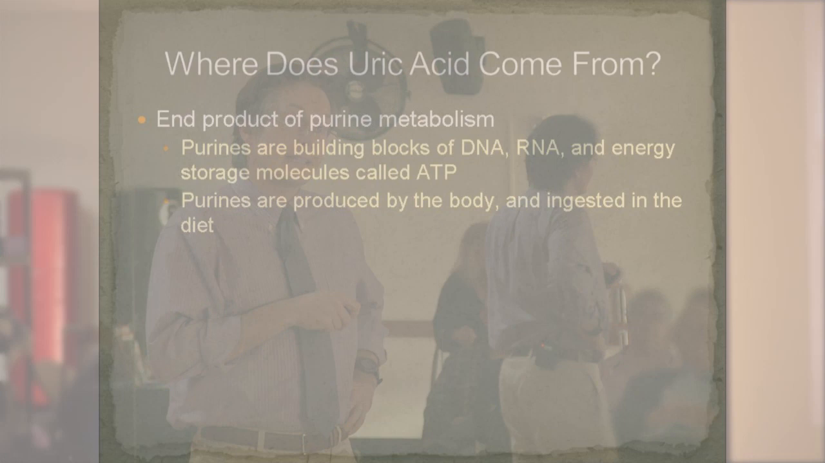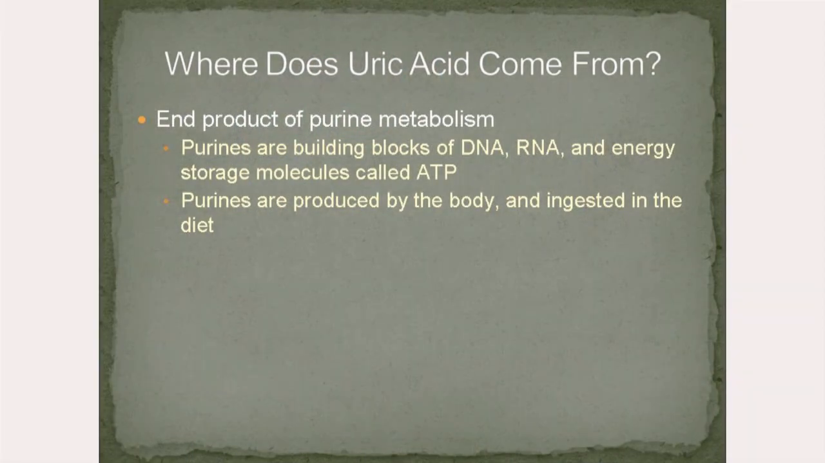And so where does uric acid come from? As I alluded to previously, it's basically an end product of purine metabolism. Okay, and purines are the building blocks of DNA and RNA, so the building blocks of pretty much all the cells in your body. As cells break down, those ingredients get broken down as well and become present ultimately in the blood as uric acid.